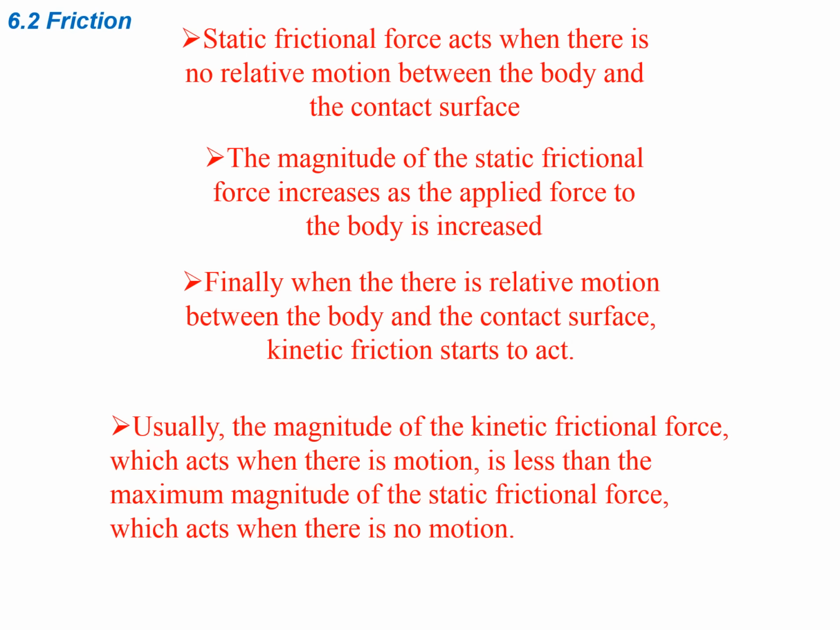Now, static frictional force acts when there is no relative motion between the body and the contact surface. Again, if there's no motion between the two things that are touching, you're going to have static friction. Now, the magnitude of the static frictional force increases as the applied force to the body is increased, because in order for the object not to move, you need balanced forces. And finally, when there's relative motion between the body and the contact surface, kinetic friction starts to act. Usually the magnitude of the kinetic frictional force, which acts when there is motion, is less than the maximum magnitude of the static frictional force, which acts when there is no motion. All right, so that's just a summary of what we just said in the last slide.